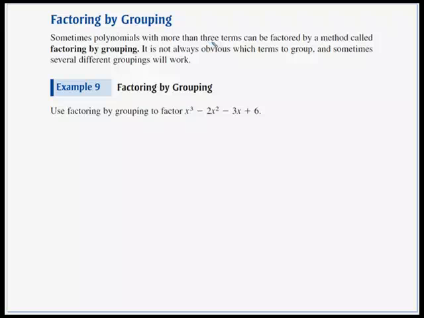Sometimes polynomials with more than 3 terms can be factored by a method called factoring by grouping. It's not always obvious which terms to group, and sometimes several different groupings might work. So a dead giveaway here is we do have 4 terms. Anything we've done previously in this video or in this section has been 3 terms, and our leading term is usually an x squared. Now we have 4 terms, and it's to the 3rd power. So that's kind of a giveaway that this is probably going to be a factor by grouping problem. And what makes it even a little more difficult, you really got to be careful with the negative signs on these problems.